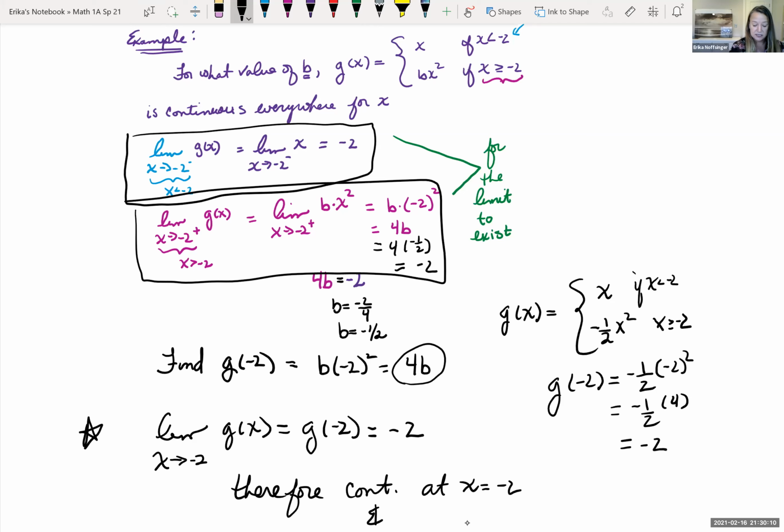And because these are both polynomial functions, it's continuous everywhere where x is less than -2 and continuous everywhere where x is greater than or equal to -2. And therefore continuous for every value of x.